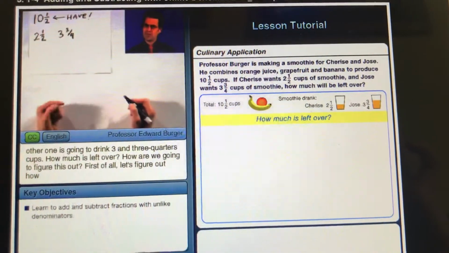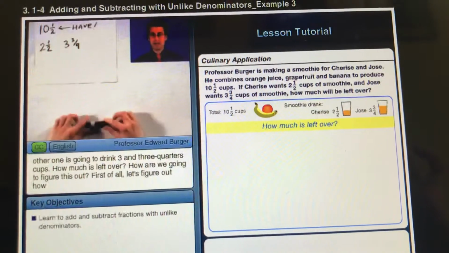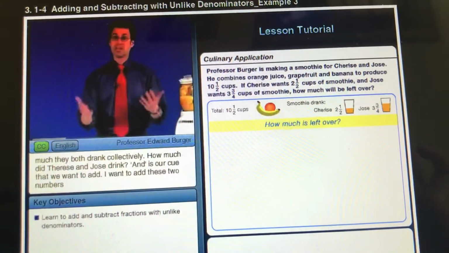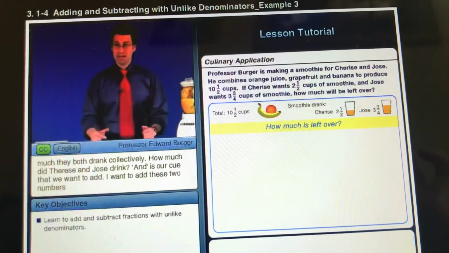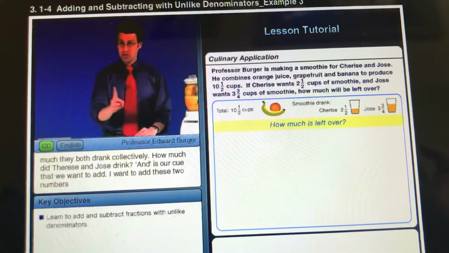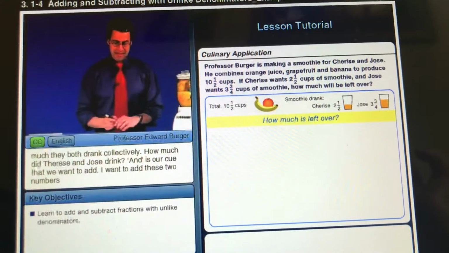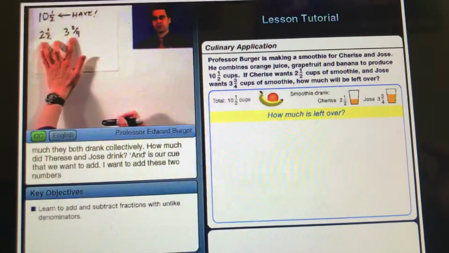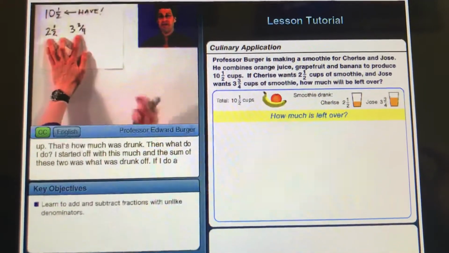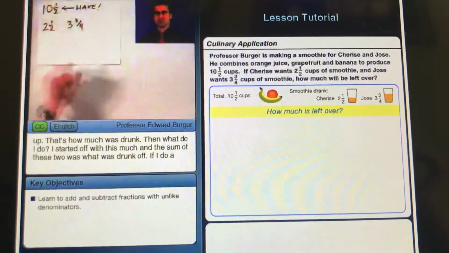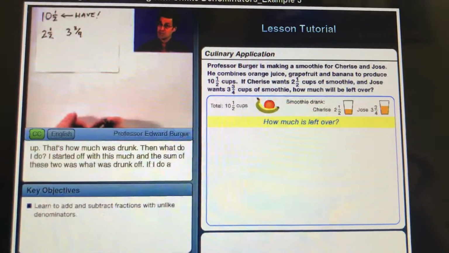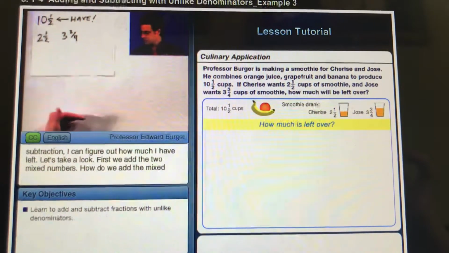How are we going to figure this out? Well, first of all, let's figure out how much they both drank collectively. So how much did Charisse and Jose drink? And that's our cue that, in fact, we want to add. So I want to add these two numbers up, and that's how much was drunk. And then I started off with this much, and the sum of these two is what was drunk off. And so if I do a subtraction, I can figure out how much I have left. So let's take a look.